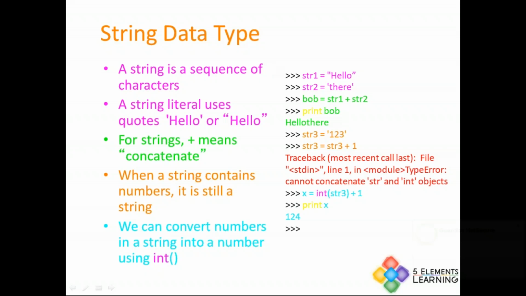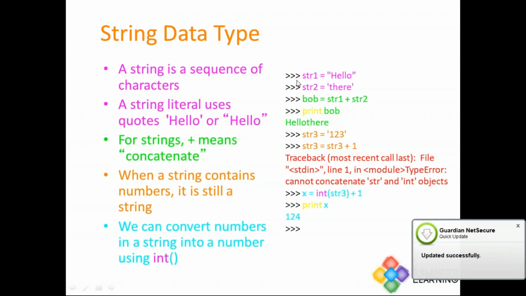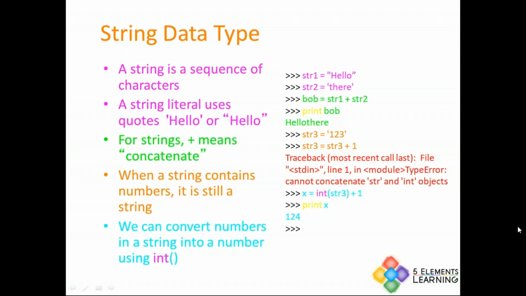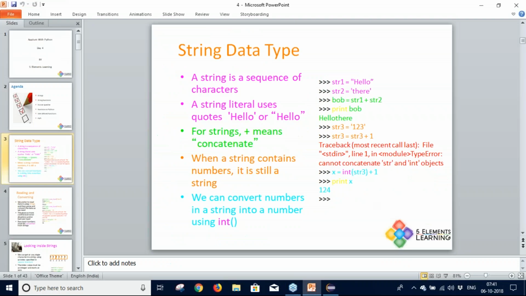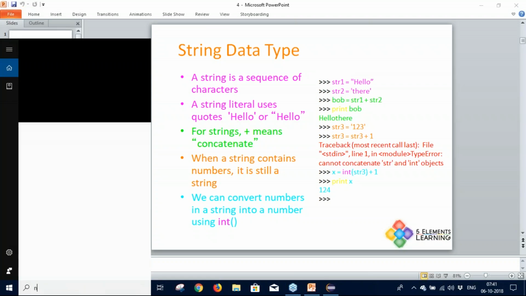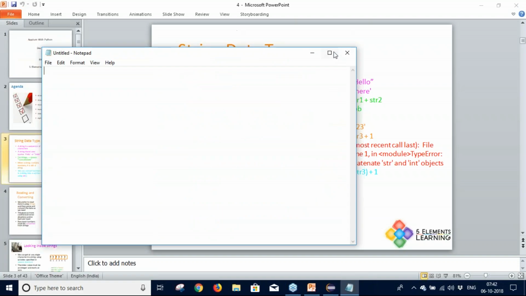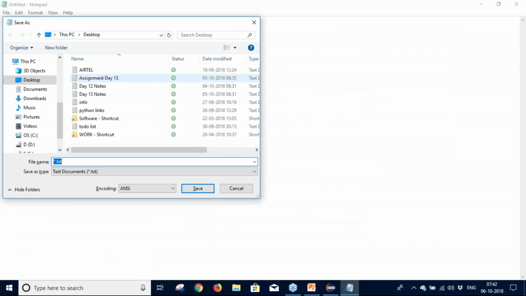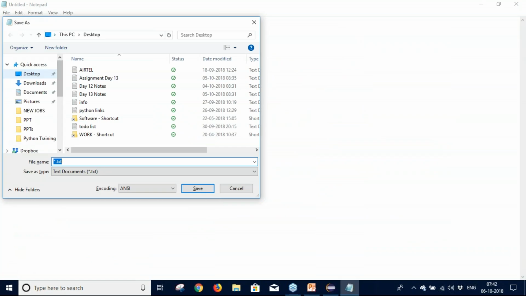So what is a string data type? A string data type is basically a sequence of characters. So a sequence of characters when they come together create a string. So let us try to create a string and understand the concept with that. So we say str is equal to, in double quotes, hello.